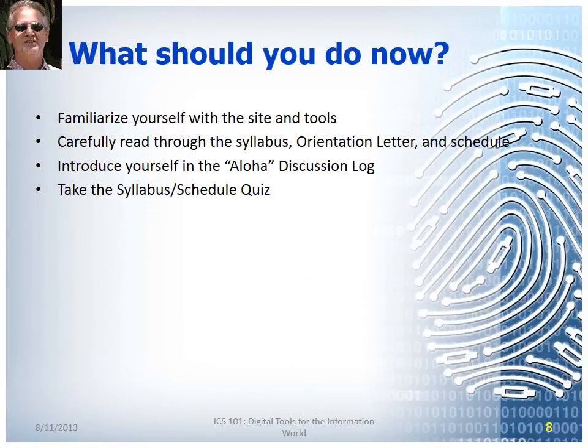So what should you do now? Well, you should, of course, familiarize yourself with the site and the tools. Look through all the material. There are 16 weeks listed. After that, there's a final exam. There's an extra credit folder at the very bottom, and a few other little things you can check out. You should read through the syllabus, the schedule, the orientation letter, anything you see there at the beginning before week 1. And then in week 1, there's an Aloha discussion log. You should read that and introduce yourself. Okay, and then in week 2, we've got some other stuff to do, including taking the syllabus schedule quiz. Do that right away, and then we'll be getting the semester going.